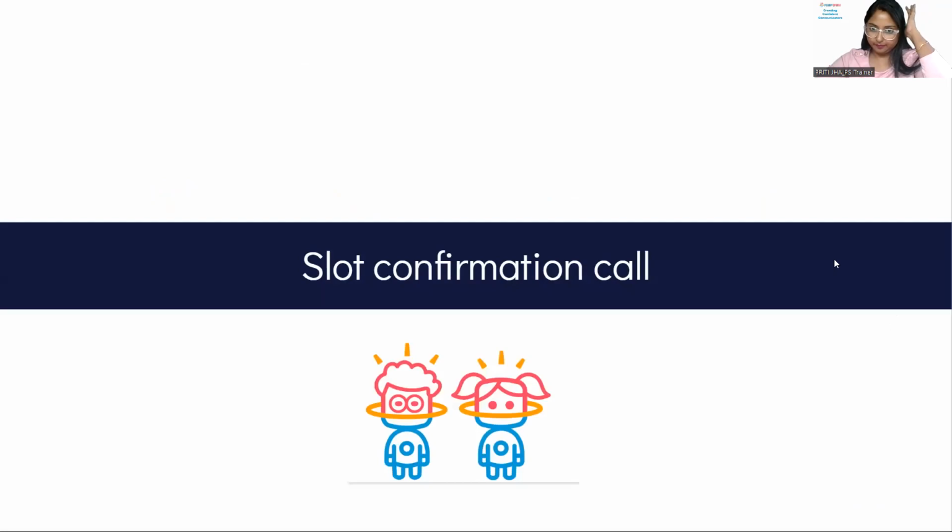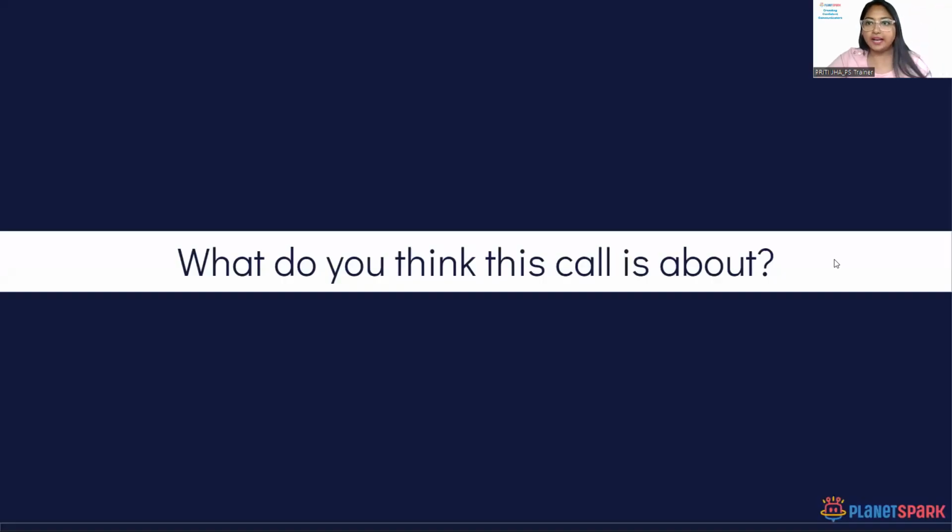Okay. So we have already answered this question. What do you think this call is about? So some of you said setting of expectations. That's absolutely correct. Some of you said to confirm the timings. That is also correct. To confirm the timings, whether they will be available at that point of time or not. What else?